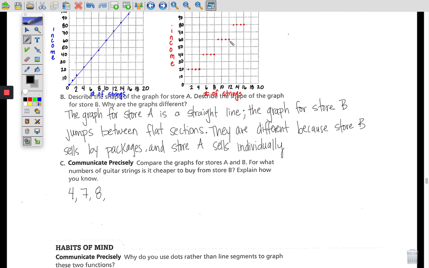Alright, between 9 and 12. 9 here would be below 60. 10 would be right at 60, so it's not necessarily cheaper at store B. 11 is above, it'd be 66, so 11 sets of strings would be cheaper at store B, so would 12 sets of strings.